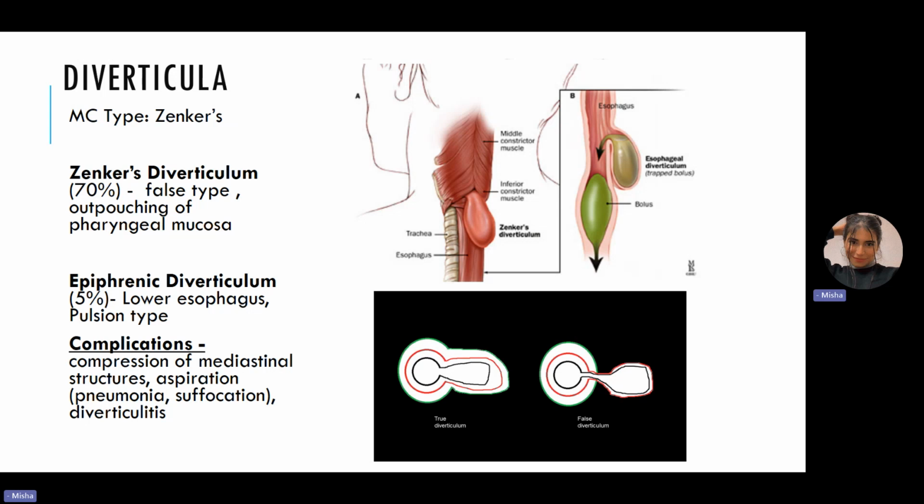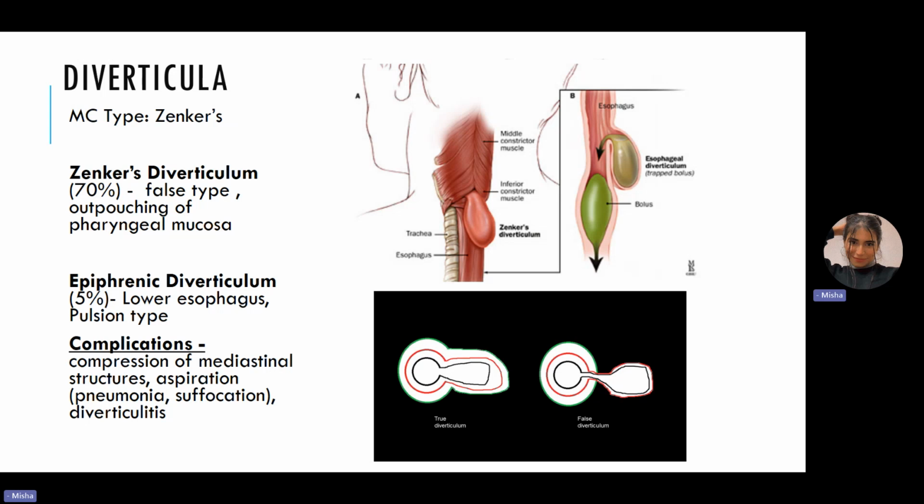Now, let's do some classification. We can classify them according to the layers that are involved, the mechanism, and the location. The layers involved can be a true diverticulum, in which all the layers are involved, or a false diverticulum, in which only the mucosa and submucosa are involved. If you watched my previous video, or you can watch it after this, we talked about colonic diverticula, and a colonic diverticulum is actually a pseudodiverticulum, basically a false diverticulum. It's the same thing, so you would know what a false diverticulum is.